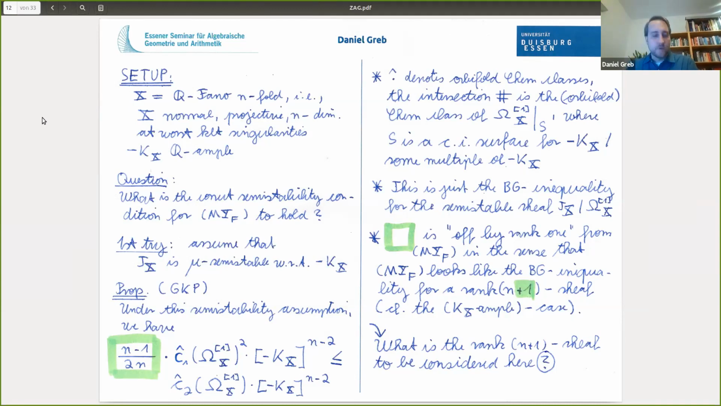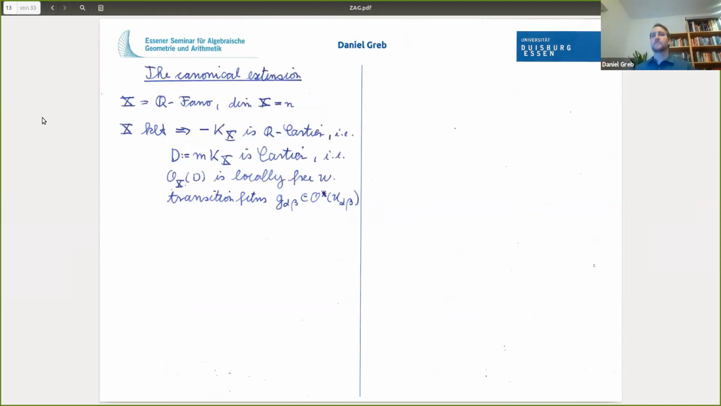And even more embarrassing, this sheaf, which I'm going to present here, is not a new idea. It's been around for a while and has been used for similar problems. So what is the sheaf to consider? This is what we call the canonical extension.